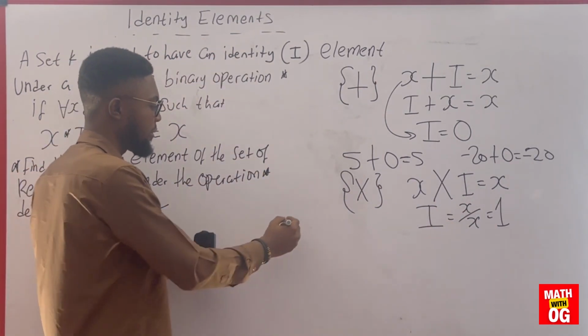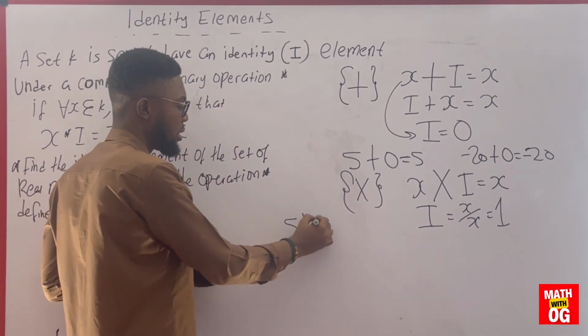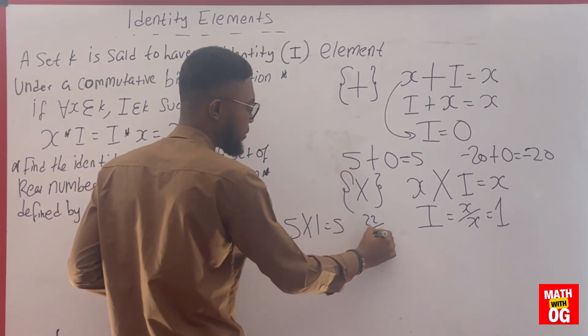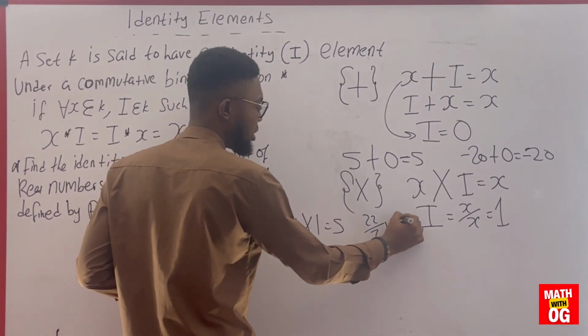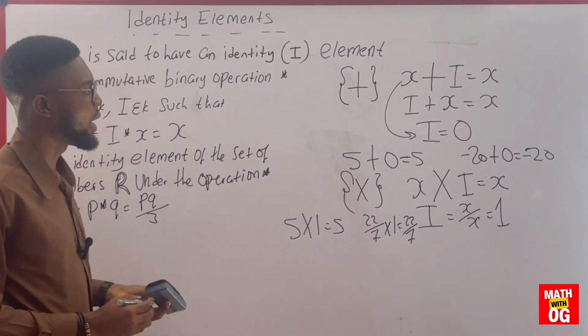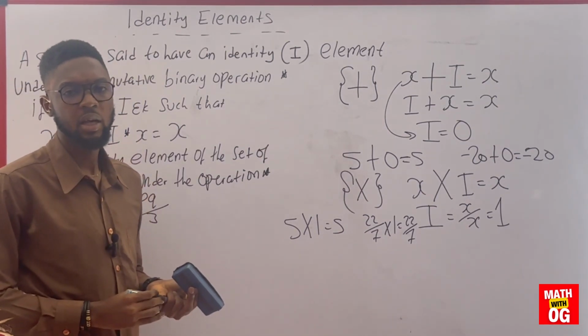So we can check: pick 5, multiply it by 1, it will give you 5. Pick 22 over 7, multiply it by 1, it will give you 22 over 7. So you can see that for multiplication, 1 is the identity element.